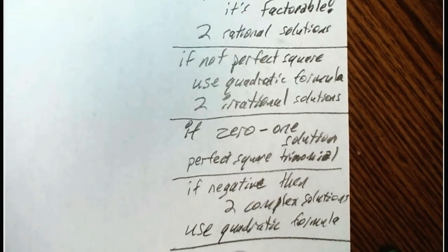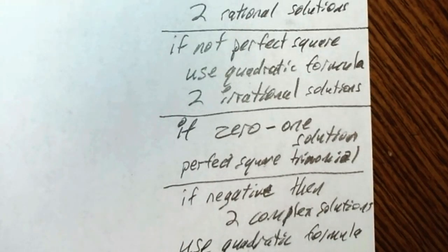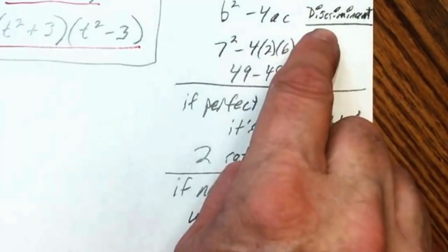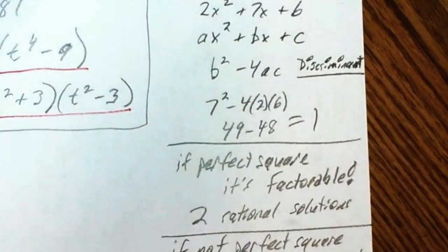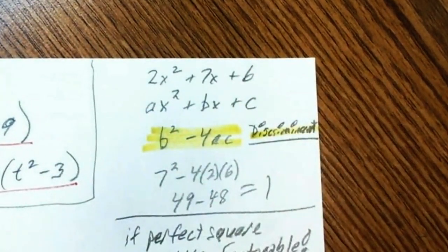If it's negative, that means it's imaginary. Two complex solutions, and you need to use the quadratic formula because you're going to end up with something like 3 minus the square root of negative 5 over 2, something weird. All right. So, that discriminant that we were talking about back with systems of equations helps anytime we have a quadratic to tell us what we're looking for. So, let's not forget our friend, the discriminant, the b squared minus 4ac. Guess I should just highlight that.